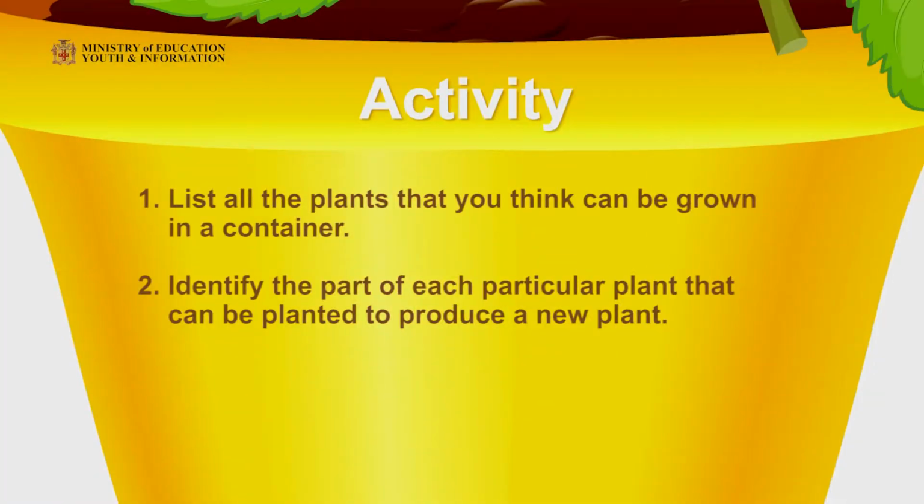All right, so let us look at this activity. First one, list all plants that you can think about that can be grown in a container. Two, identify the part of the plant that can be planted to produce a new plant.